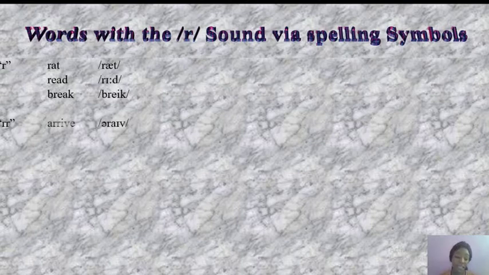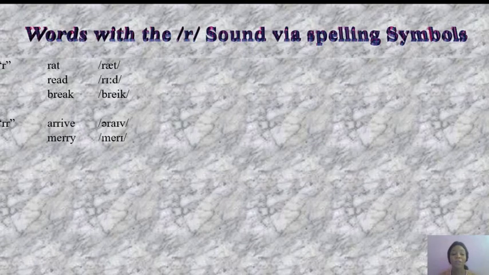Okay, the next spelling symbol we would be looking at is the double R. Most words that have double R in the spellings are often pronounced with the R sound. Now we have the word arrive, to actually get to your destination. Arrive.